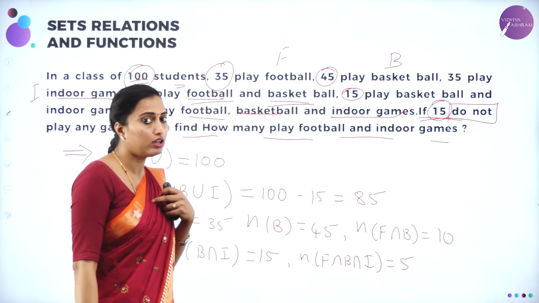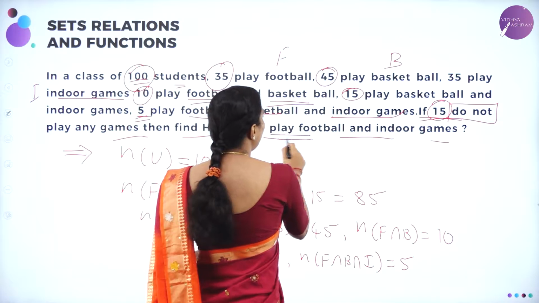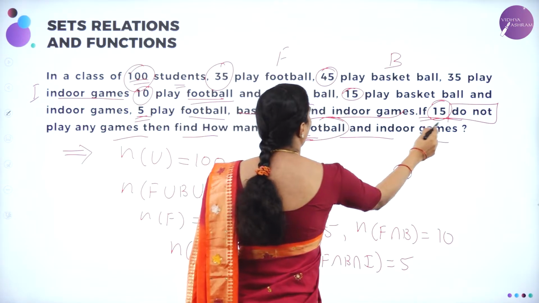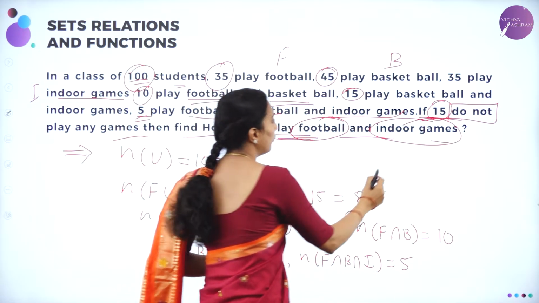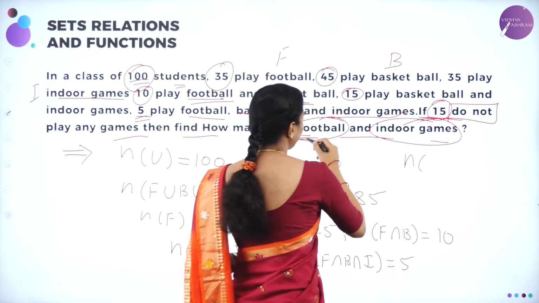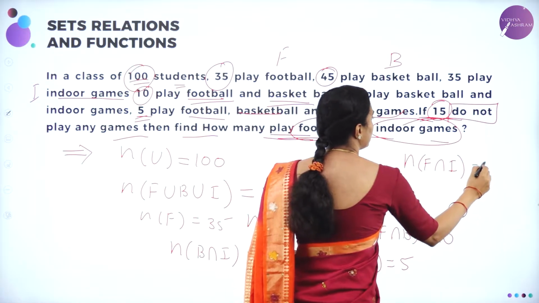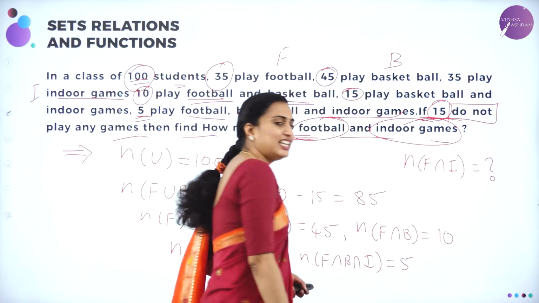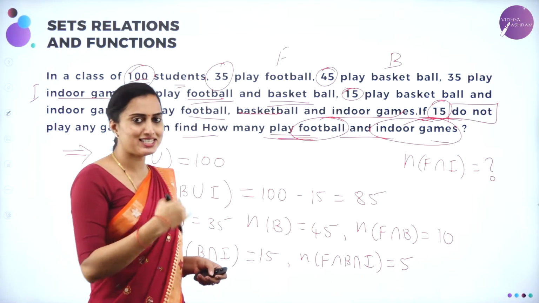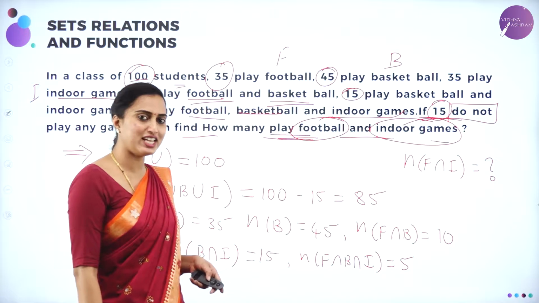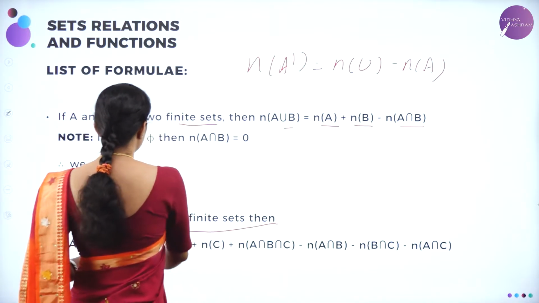What we need to find out? We need to find out who play both football and indoor games. So therefore, N of football and indoor games will be equal to question mark. Easier to find out how many? 3 sets I have given. What is the formula of the 3 sets? So this is the formula of the 3 sets you are having.